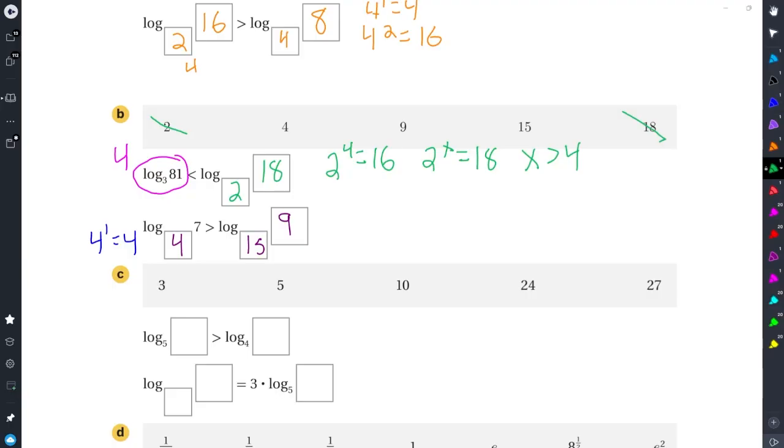Now, this one, 15 to what power is 9? Well, 15 to the first power is 15. So my exponent, if I have 15 to some power equals 9, my exponent's got to be smaller than 1. So the left side is bigger than 1. The right side's got to be smaller than 1. That makes the inequality true.